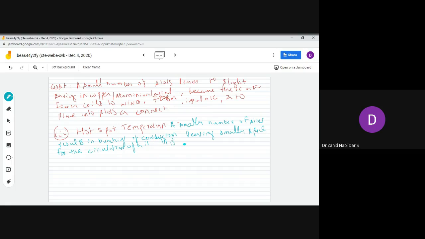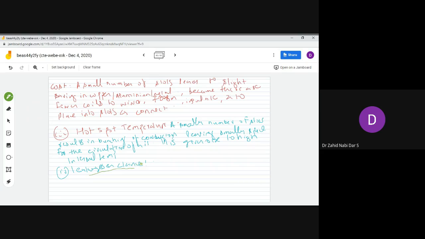This gives rise to high internal temperature. Now another thing is the leakage reactance. How does leakage reactance affect the system? When the number of slots is small, leakage reactance is going to increase owing to conductors lying near to each other. So that also increases your leakage reactance.